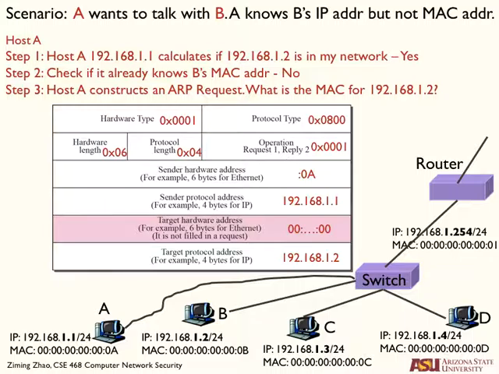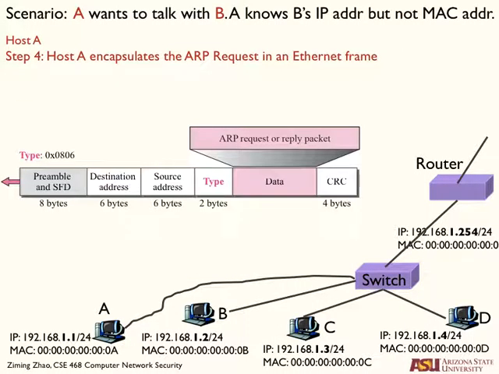So this is asking what is the MAC address of IP 1.2. So then A has to encapsulate this message, this package, with a frame. And this is how the frame looks like.